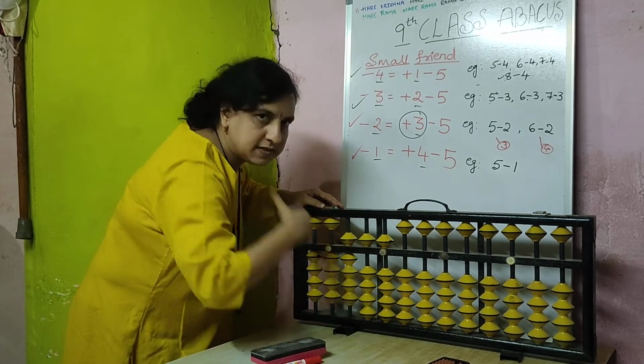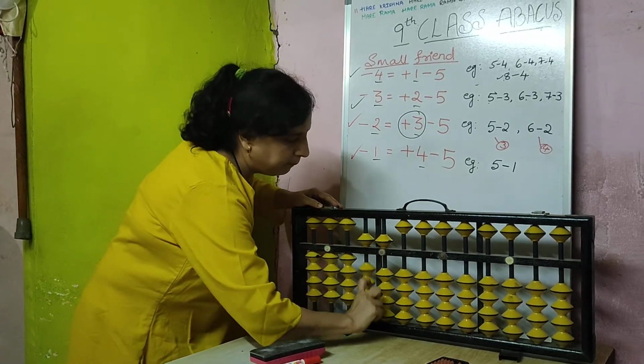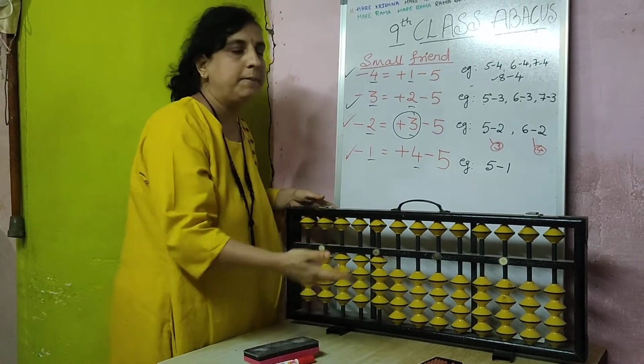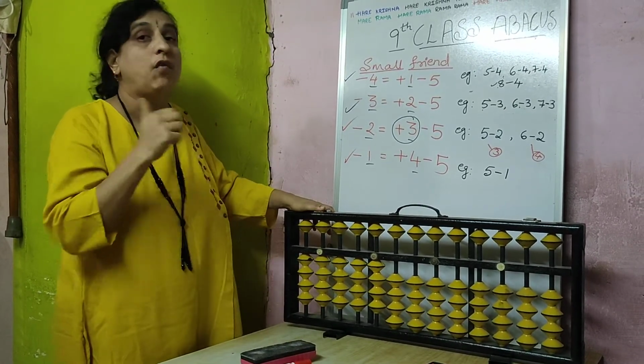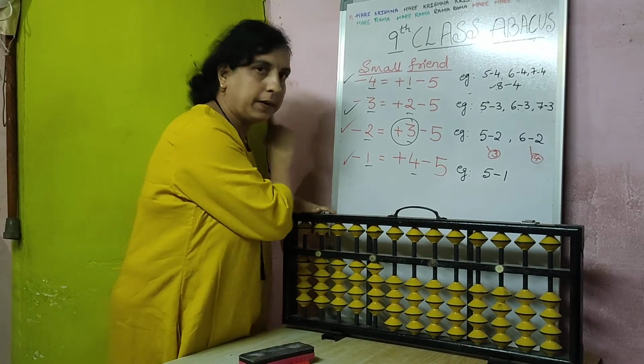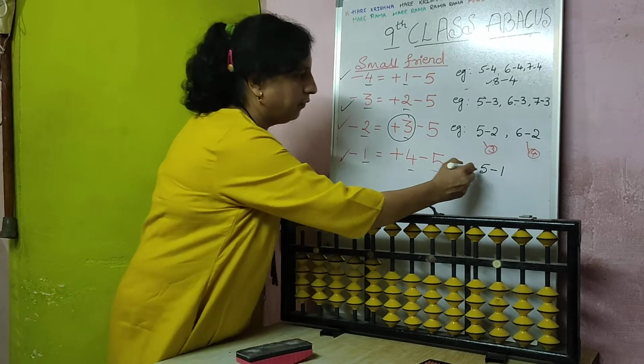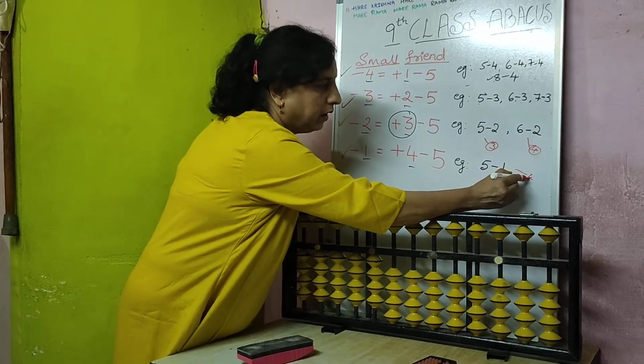You are doing plus 4, then minus 5. By doing plus 4 minus 5, what have I done? I have done minus 1. I hope you understood this. Now my answer is 4. 5 minus 1, the answer is 4.